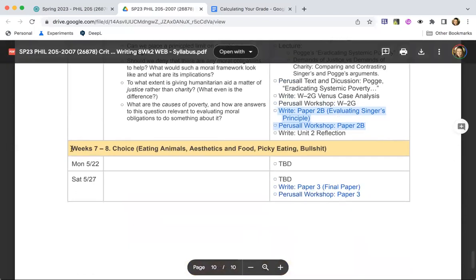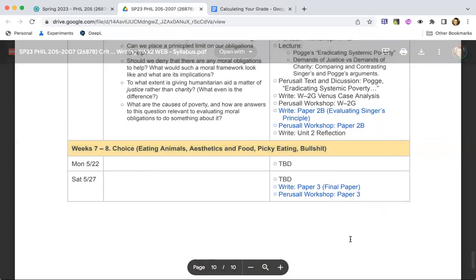And then in the last 2 weeks, we will choose a topic together. The class is themed around food, so I'll propose some choices that are related to food, but I will also be open to choices. If anyone wants to make suggestions, I'll add them to the survey that I give to you all to select our final topic sometime around the middle of the course.